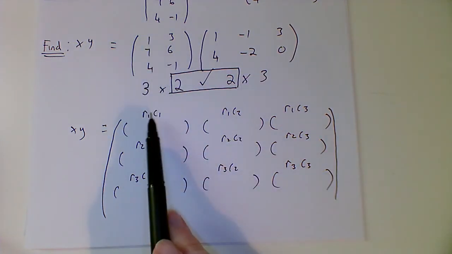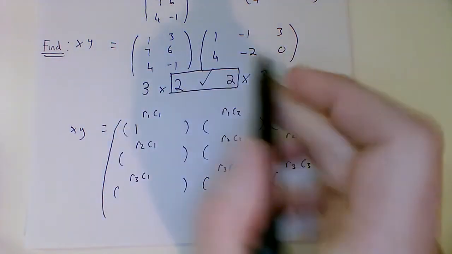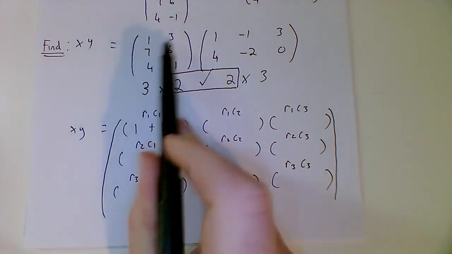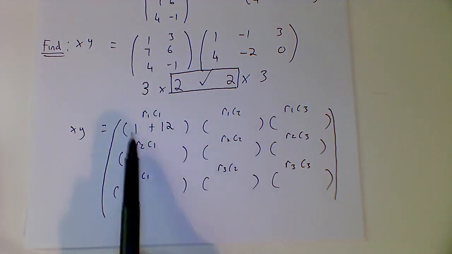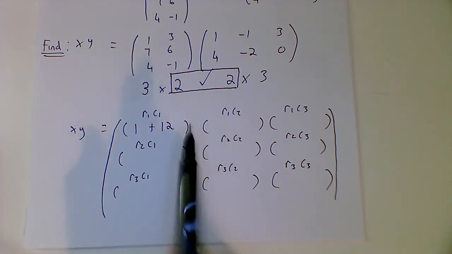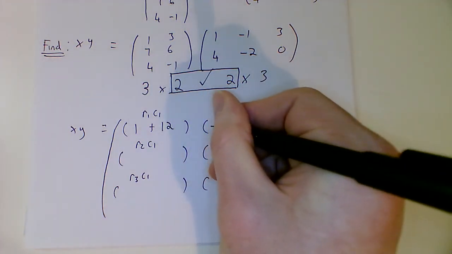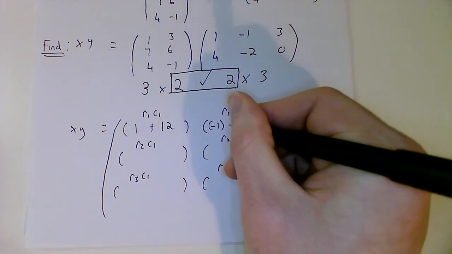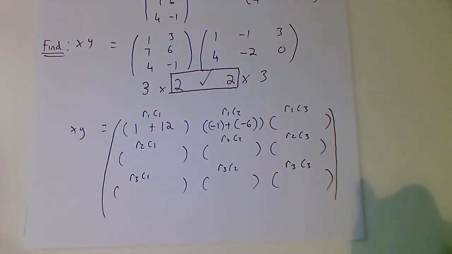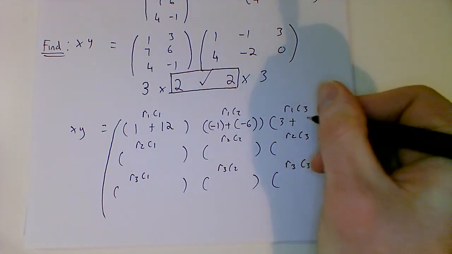So row 1 times column 1, so it's 1 times 1, which is 1, plus 3 times 4, which is 12. This time, because each part's only got 2 elements in it, you're only going to get 2 numbers in your answer matrix for each element. Right, row 1 times column 2. So that's -1 plus -6. Then row 1 times column 3, so that's 3 plus 0.